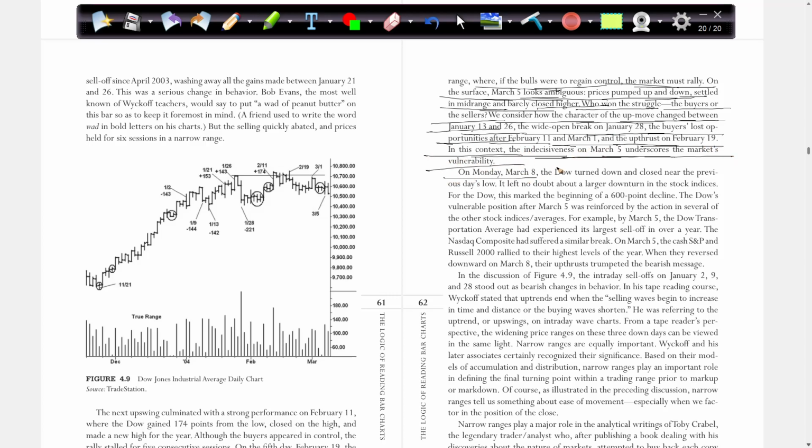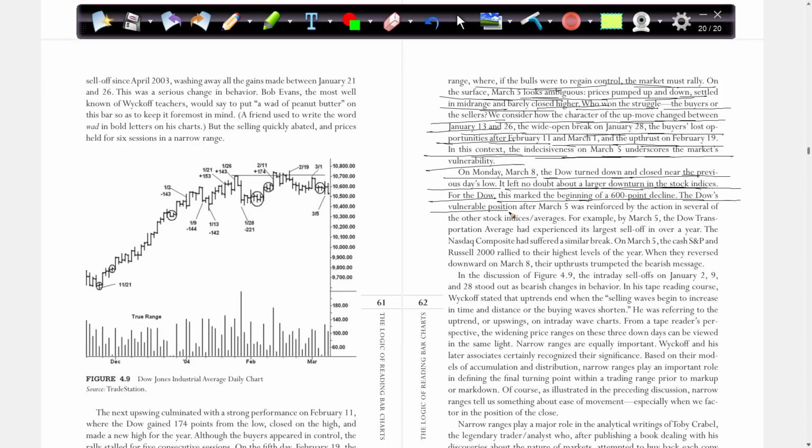On Monday, March 8, the Dow turned down and closed near the previous day's low. It left no doubt about a larger downturn in the stock indices. For the Dow, this marked the beginning of a 600-point decline.